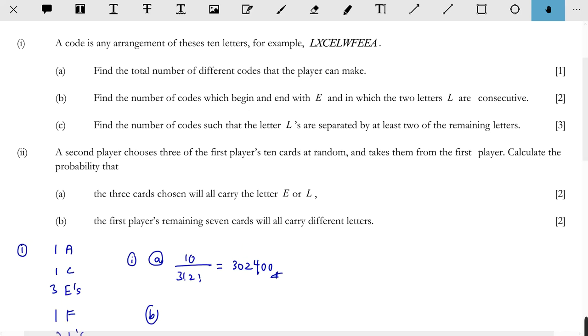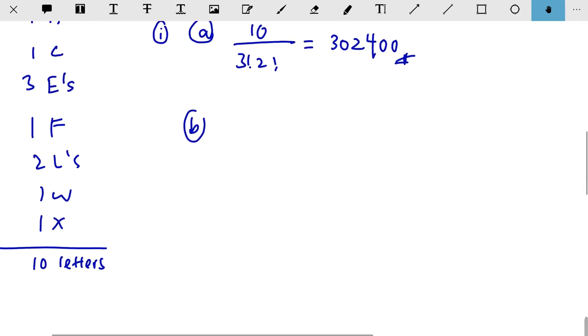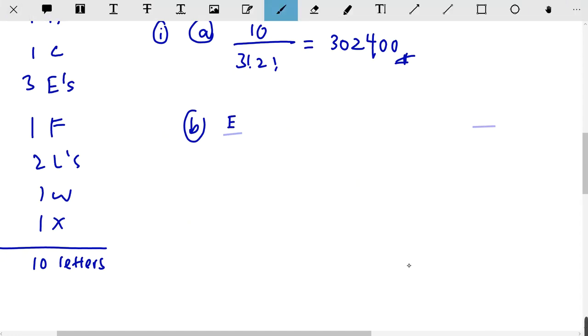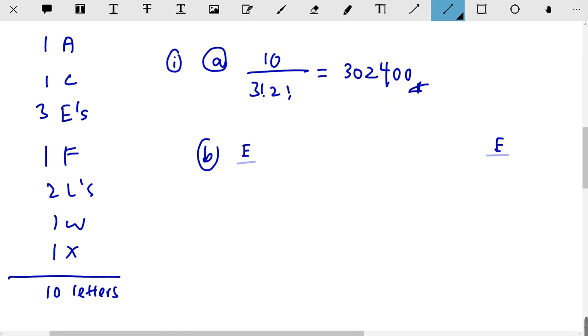All right. Then for B, we ask you to find the number of code words which begin and end with E and in which the 2 letters L are consecutive. So it's okay. It just means E is fixed, right? So in other words, there's no arrangement here because E is just E. It's as good as just arranging the ones in the middle where L is the same. So you take out two E's and what is left is 1, 2, 3, 4, 5, 6, 7, 8. So 8 letters and L's are together. So just group the L together.